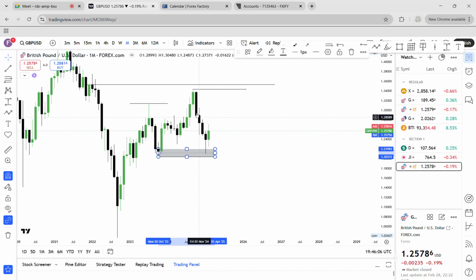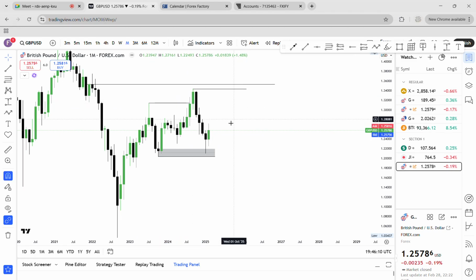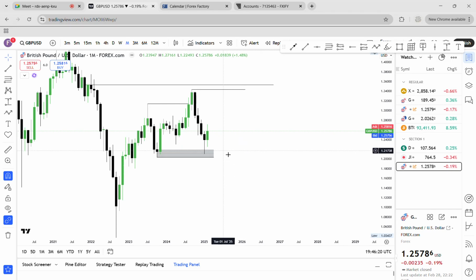But looking at the current rate, we have a structure break to the upside, then we retest this last liquidity area, or your demand zone, whatever you want to call it. So now with this high to this low, we want to look for points of interest within this range.